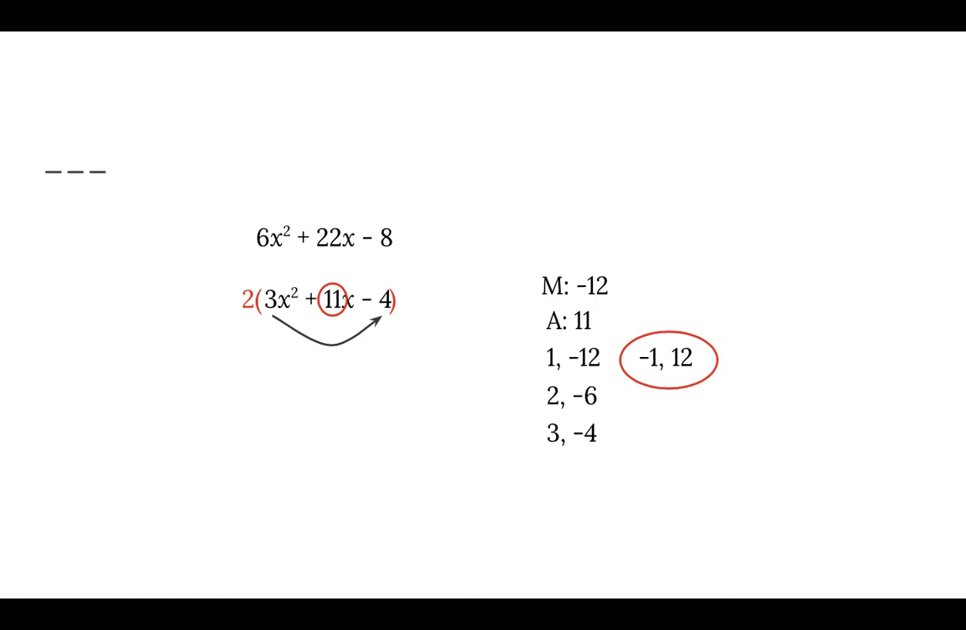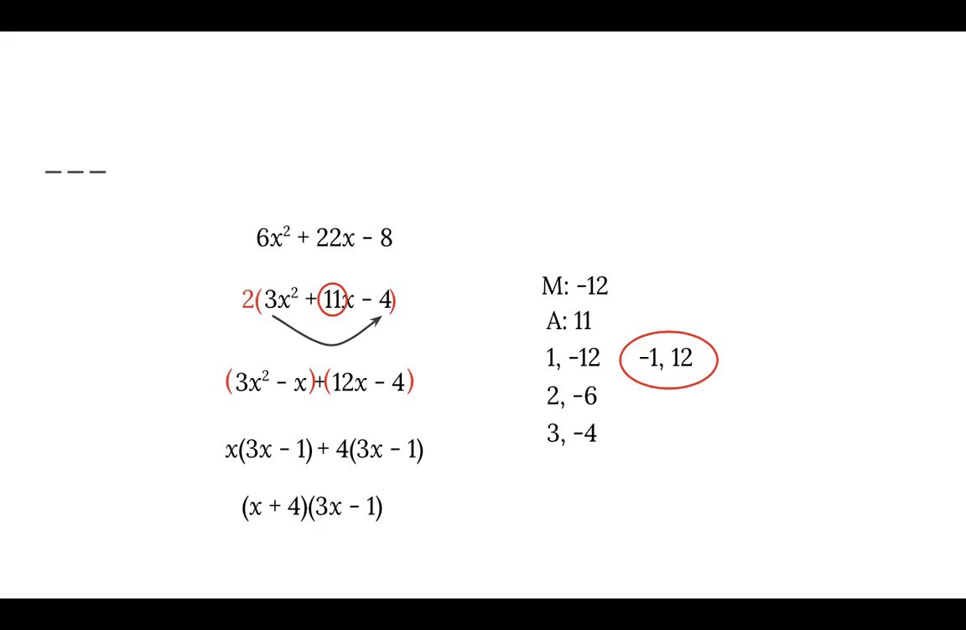I replace the 11x with a negative x plus 12x, and I factor by grouping here. I group up the first two terms, 3x squared minus x, and the 12x minus 4 I group up second. I find my greatest common factor. Between the first two terms, I have an x in common, so I have 3x minus 1 remaining. Between the 12x and the minus 4, there is a positive 4 in common, which again leaves us with our 3x minus 1. And I factor out the parentheses, and I get x plus 4 and 3x minus 1.